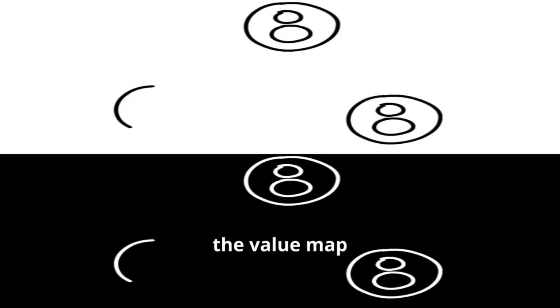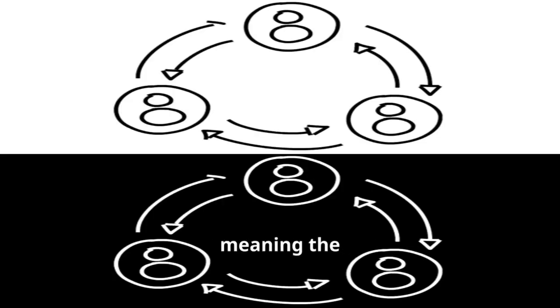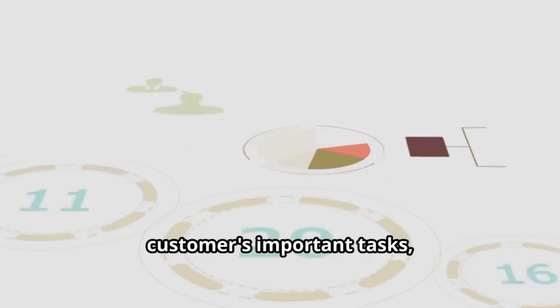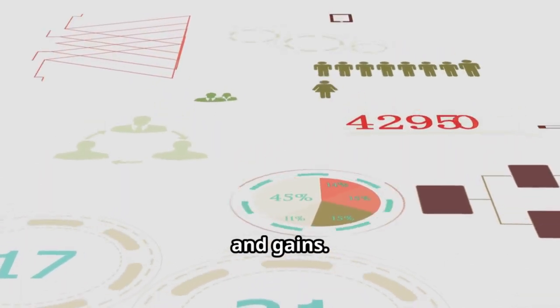The model fits when the value map matches the customer profile, meaning the products and services create pain relievers and gain creators that line up with the customer's important tasks, frustrations, and gains.